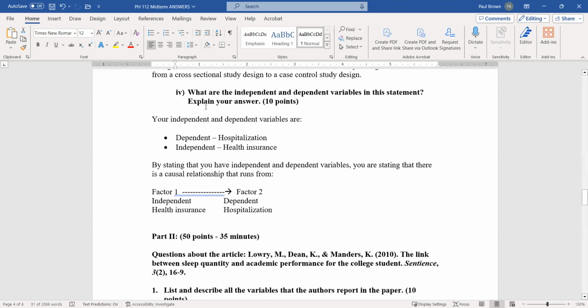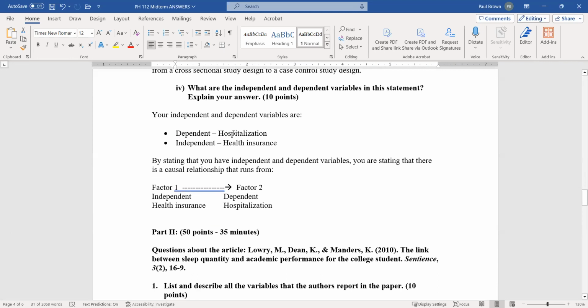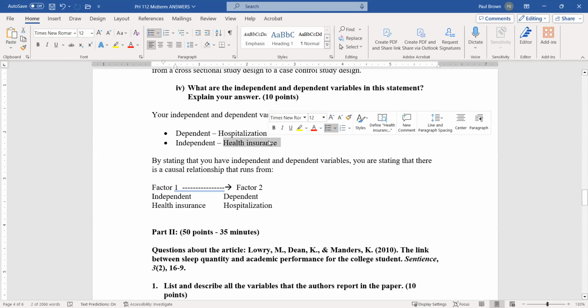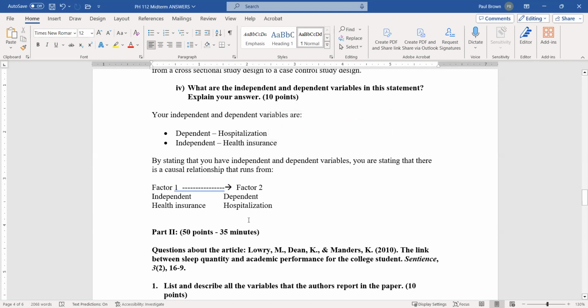All right. Then what are your dependent and independent variables? Well, in this case, hospitalization is dependent, and now health insurance is your independent variable, because you're not varying air quality anymore. It's now just varying health insurance.